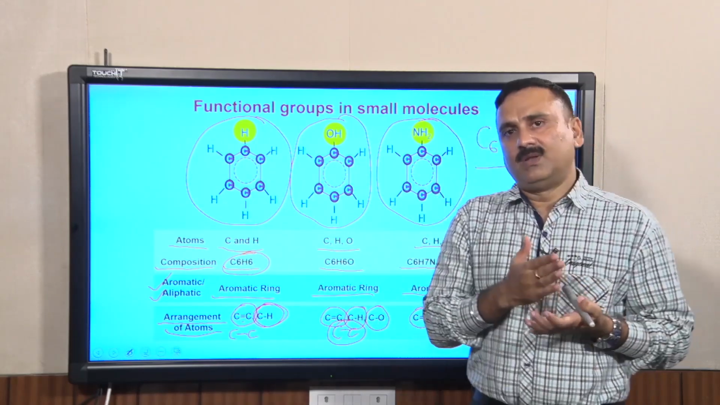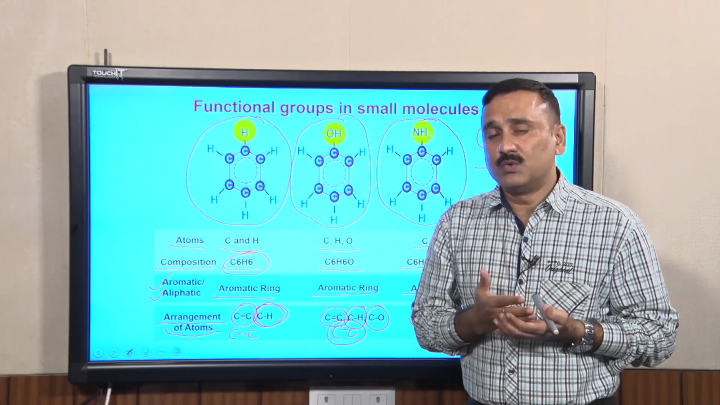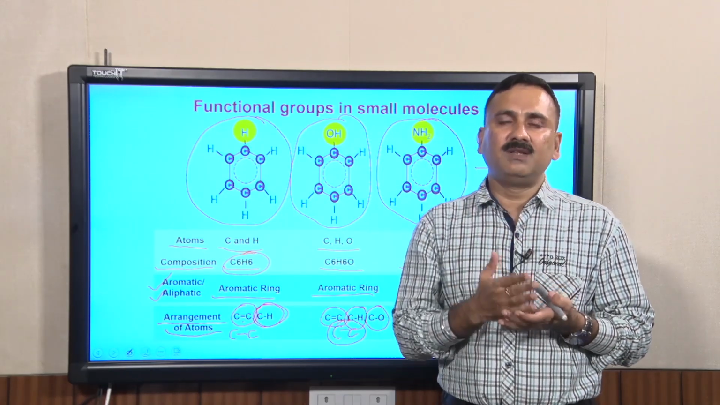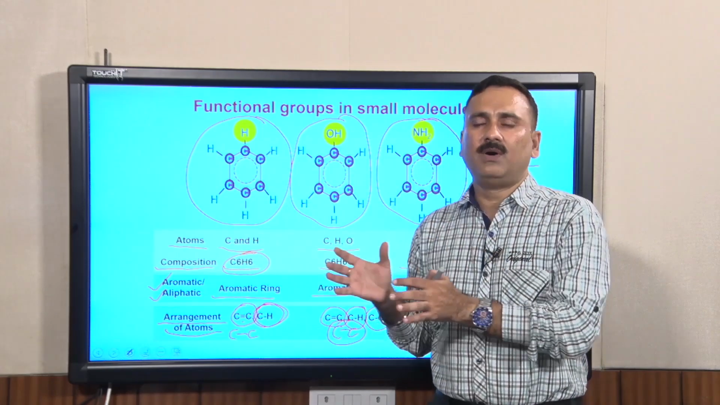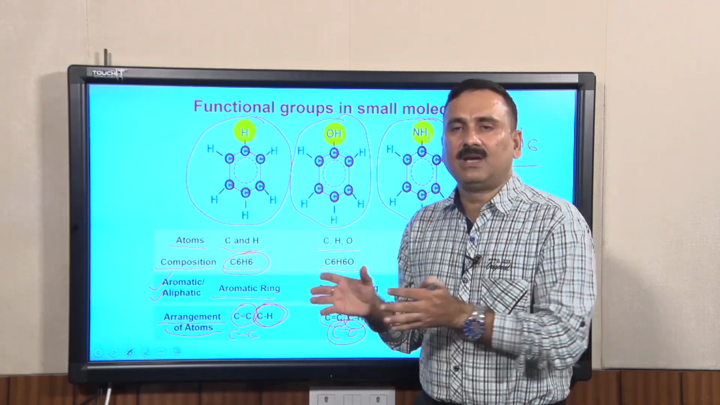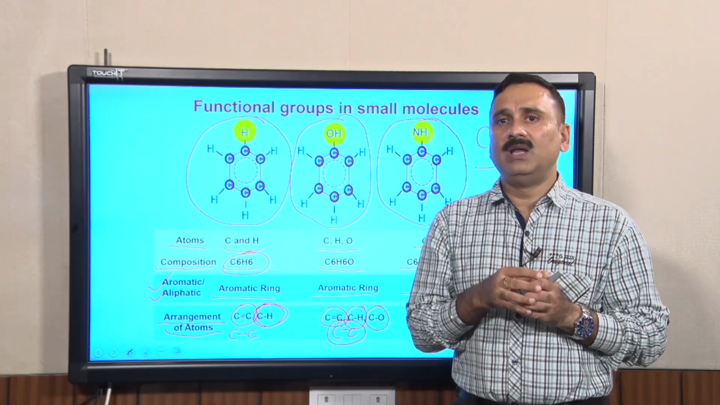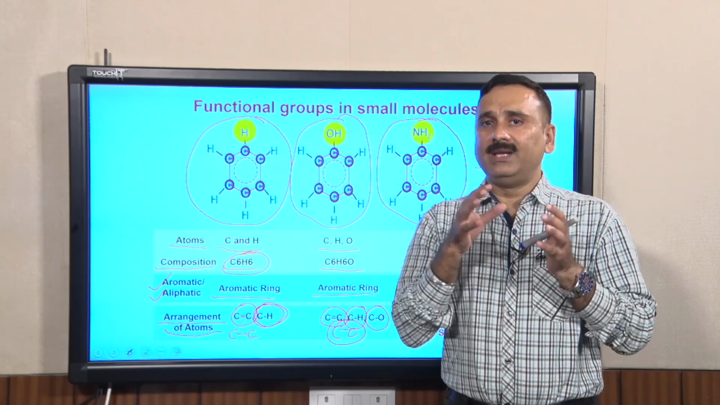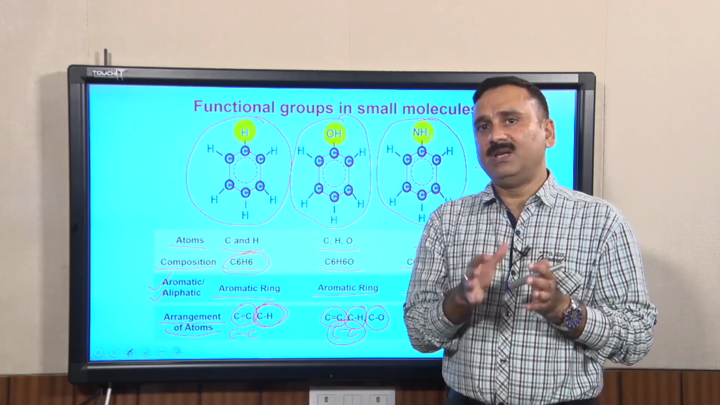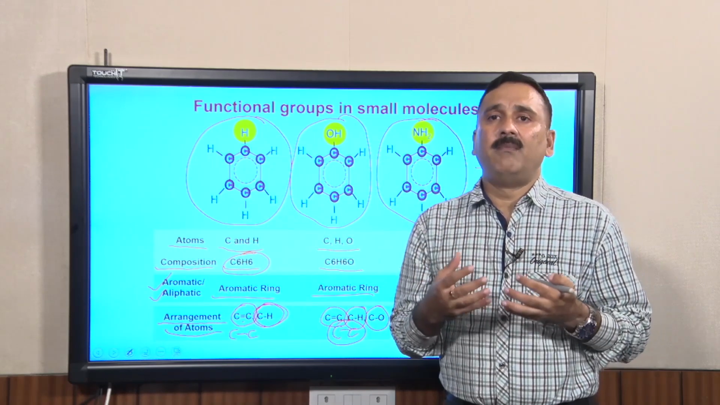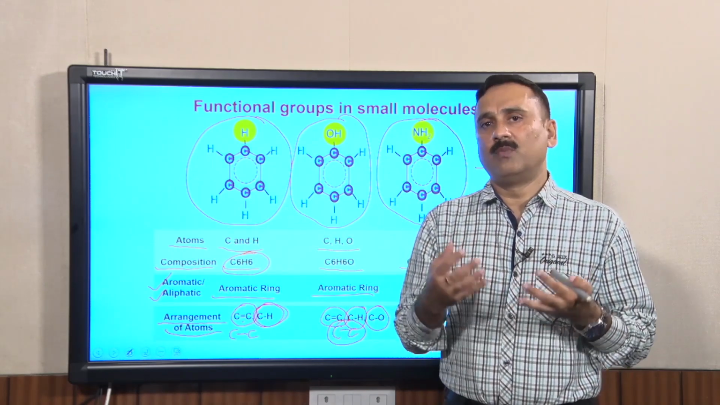Let us revise once more what you are supposed to do. The first thing you have to do is a CHN analysis, which means you give your compound for the CHN analysis. That will give you the composition of the molecule, and it will also help you in deducing the empirical formula. Once you have the empirical formula, you will be able to predict whether this compound is going to have a functional group or not.